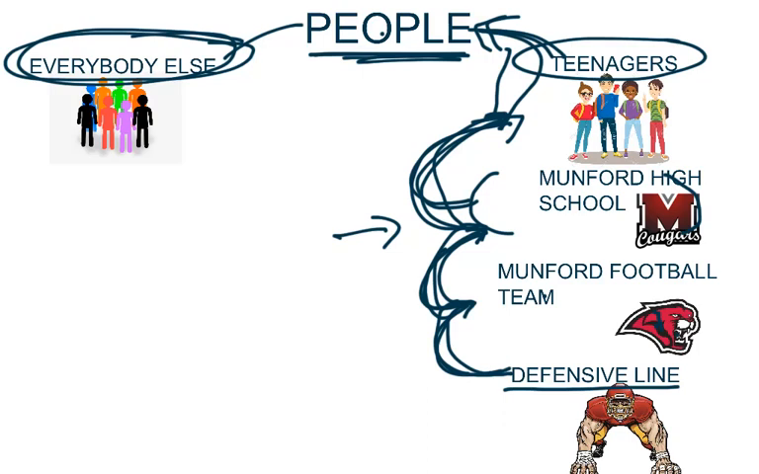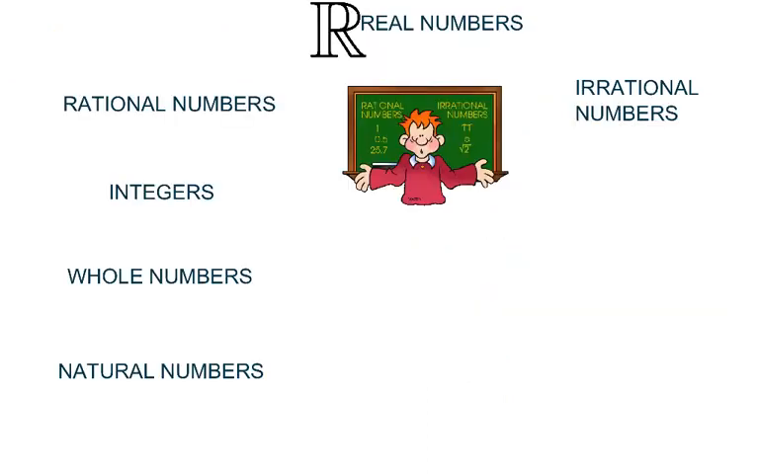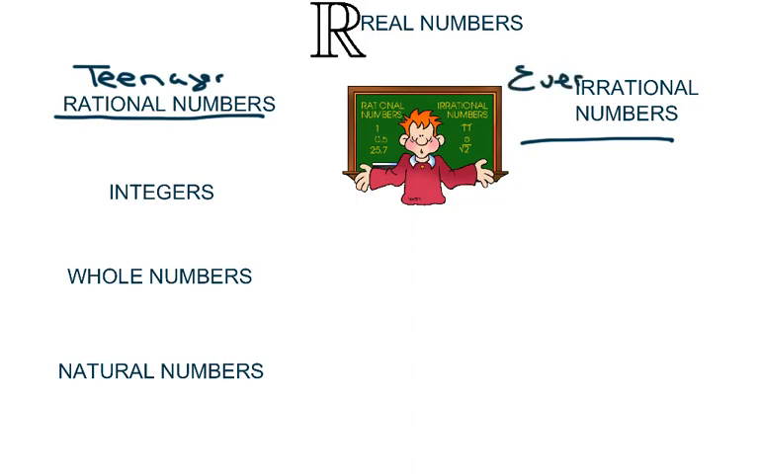Alright, so real numbers work the same way. We have rational numbers and we have irrational numbers. So this is kind of like the teenagers, and this is like everybody else. Let's look at these different categories of numbers.